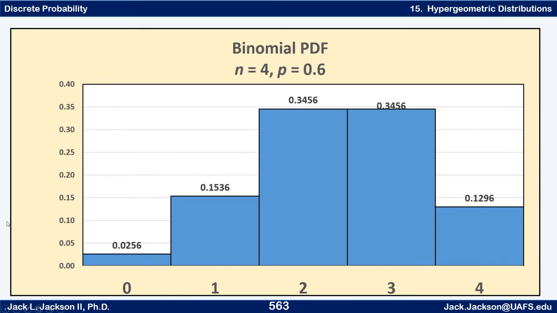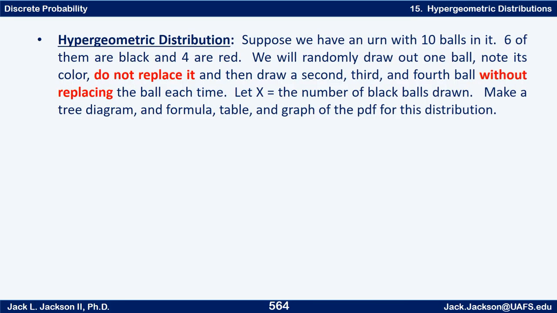So that's a binomial distribution. Now, let's take almost exactly the same situation. Suppose we have an urn with 10 balls in it. 6 of them are black, 4 are red. And we're going to randomly draw out 4 balls.